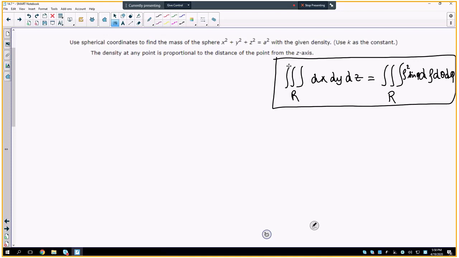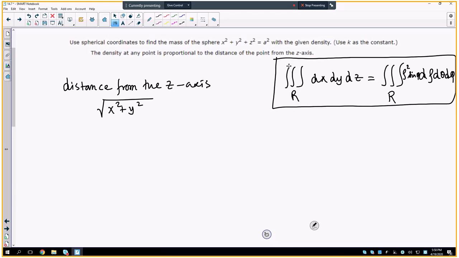So what we are doing in this problem is using spherical coordinates to find the mass of the sphere x squared plus y squared plus z squared equal to a squared, with the given density k. The density at any point is proportional to the distance of the point from the z-axis. So remember, any point will have a distance from the z-axis, and the distance from the z-axis for any point is always given by the square root of x squared plus y squared. So this is my first objective.